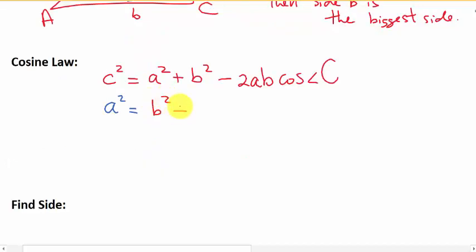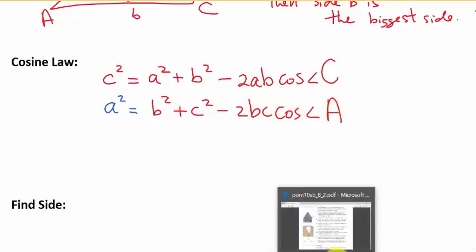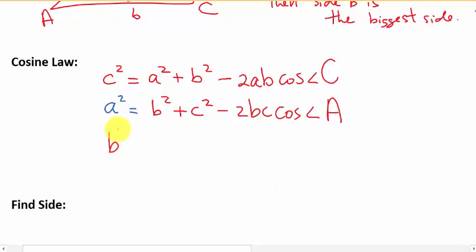Why don't you try a squared and see what a squared should equal to? B squared plus c squared minus 2bc cos of angle A. Okay? Is that alright? Did you understand that? What's b squared equal to then? A squared plus c squared minus 2ac cos of angle B.